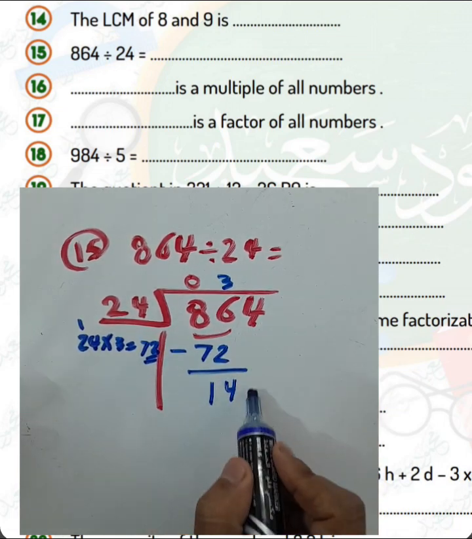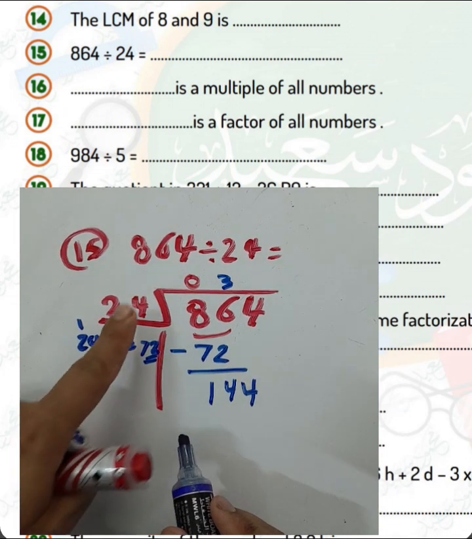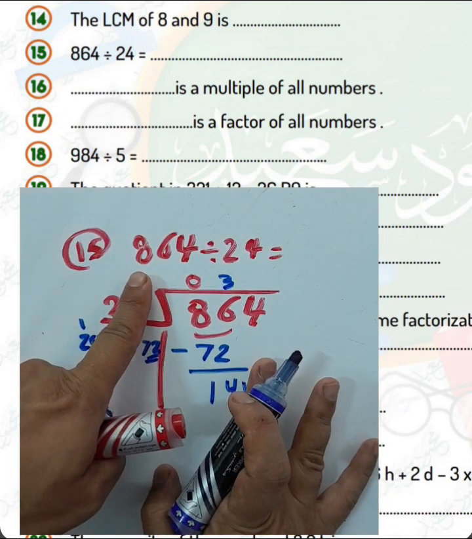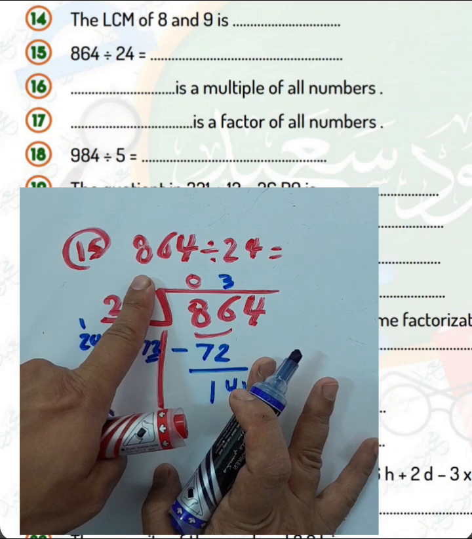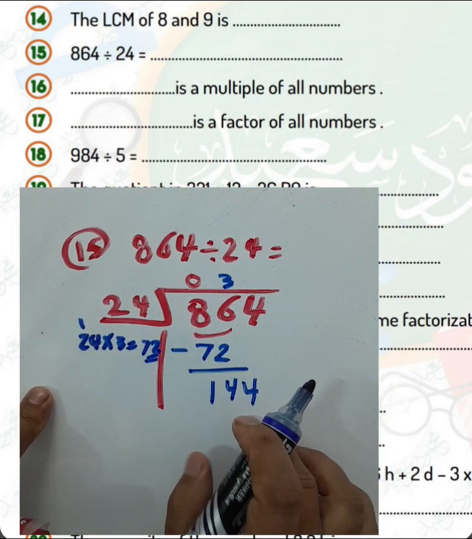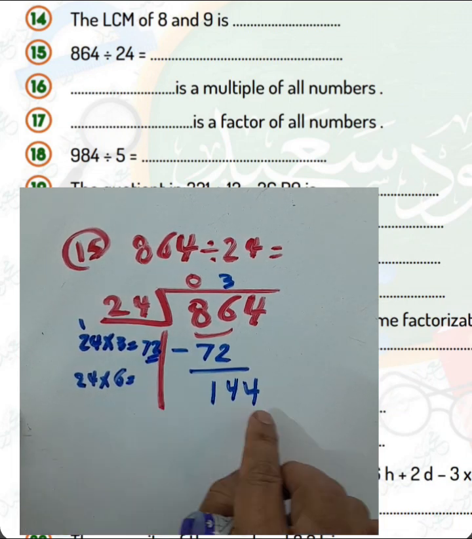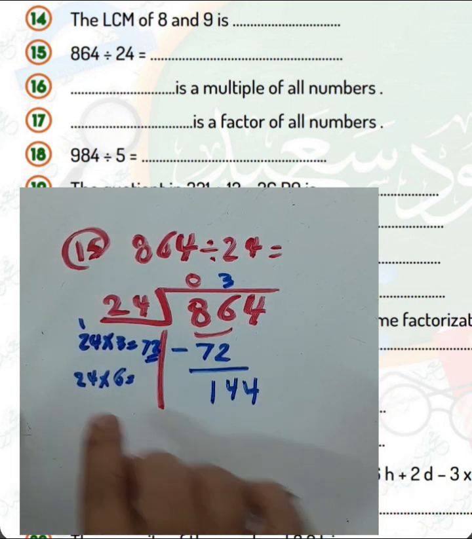And then drop the next digit here. 144 divided by this number. Bring down a digit, which digit here? It will be 14 divided by 2 equals 7. But 24 times 7 will be greater than this number. Try about 6, because 4 times 6 equals 24. The ones here 4. 4 times 6 equals 24.